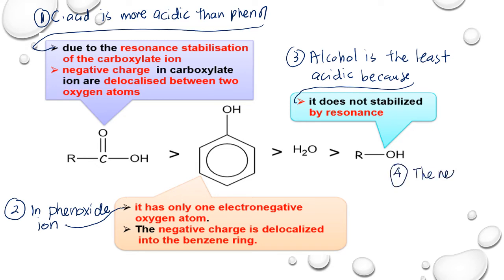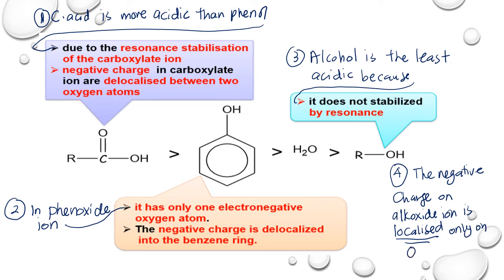The negative charge on alkoxide ion is localized. Perkataan dia localized only on oxygen atom. Okay, tapi sebenarnya enough kalau awak stop sampai statement yang ketiga saja. Jadi inilah yang awak akan tulis dalam exam. So this will be it.